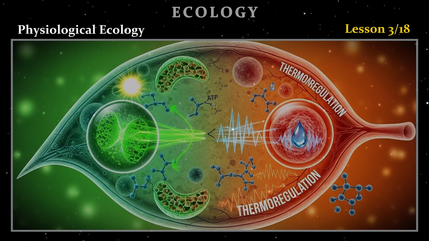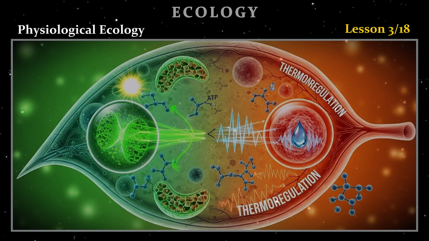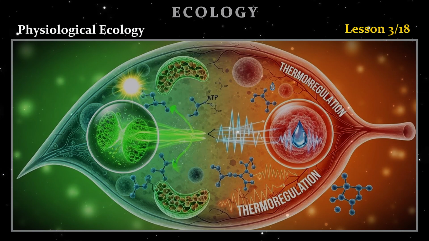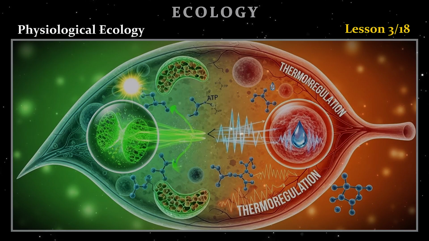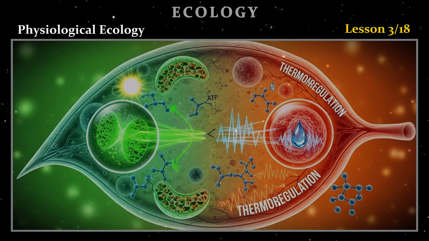The central pillar of physiological ecology is a concept called homeostasis. This word comes from Greek roots meaning same and steady. Homeostasis is the ability of an organism to maintain a stable internal environment despite a fluctuating external environment.